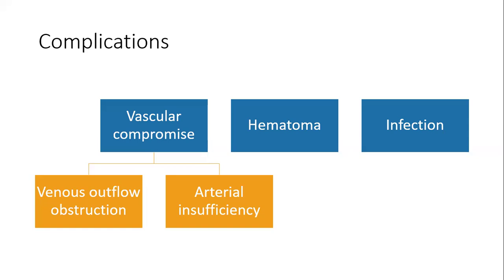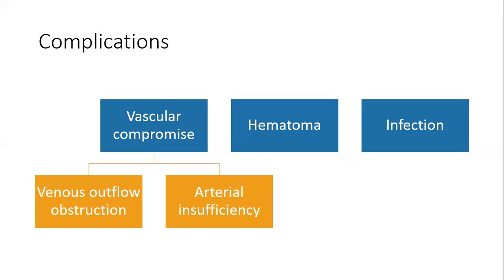What is venous congestion? Basically, the flap is getting supply from the artery, but the vein is not draining properly. So the blood is getting accumulated in the flap. So the blood has to be drained somewhere, somehow. Either you go back, re-explore, clear the clot and redo the venous anastomosis, or else you drain out the venous blood somehow. One way is leech therapy, where the leech will suck out the blood.